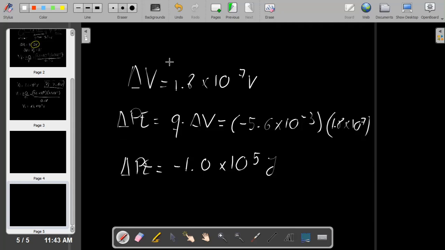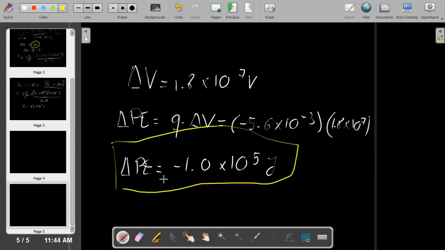I'm going to put it in a box so you know that this right here is our answer. This is what they were asking for. What does it mean to have a negative number? It means that it is decreasing. Basically, the kinetic energy for this particle is increasing. That's why the potential energy is decreasing.